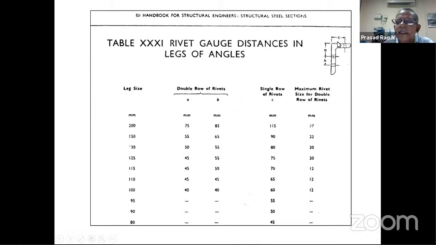If you see this angle section, we cannot connect a bolt at the CG because the CG distance will be very, very close to this flange. So we use a gauge line. We call this a gauge line. It is away from the CG. Depending on the leg length, suppose it is a 50-50 by 6 mm, we will have only one gauge line. That is, bolts will be connected in one line only. Suppose we have a 200 by 20 section, the bolts can be connected in 2 lines. We call it a 2 gauge line system.